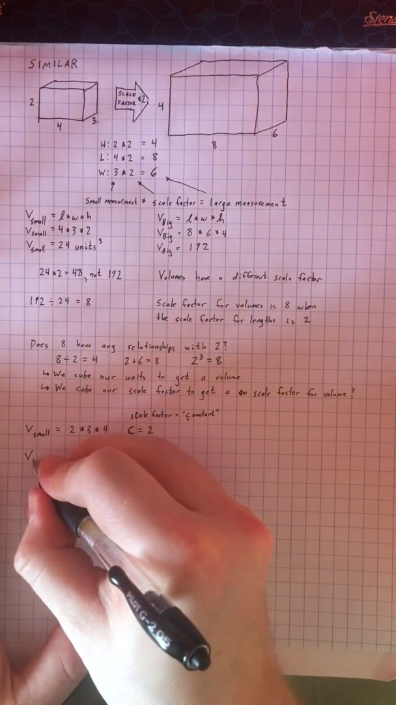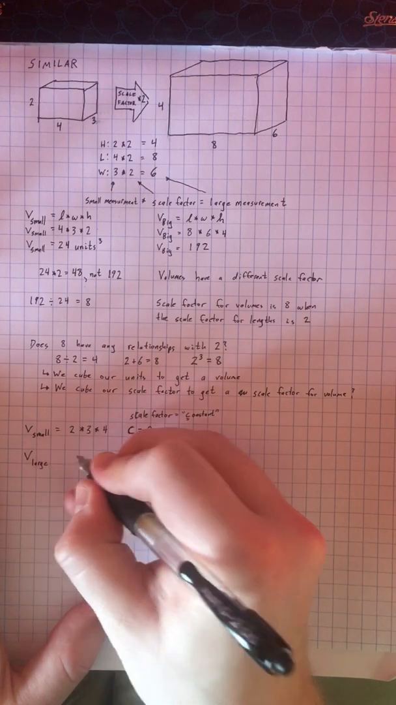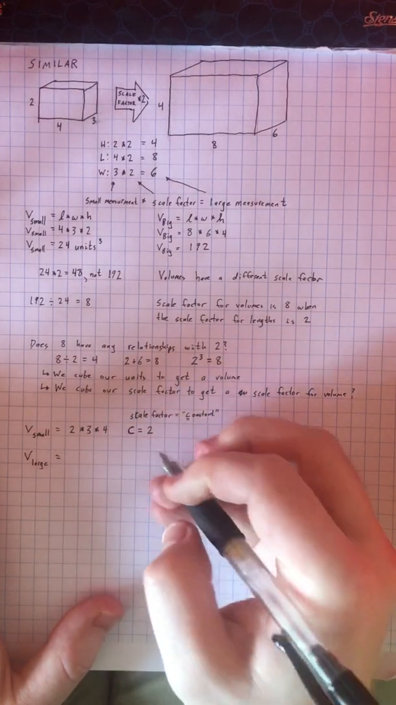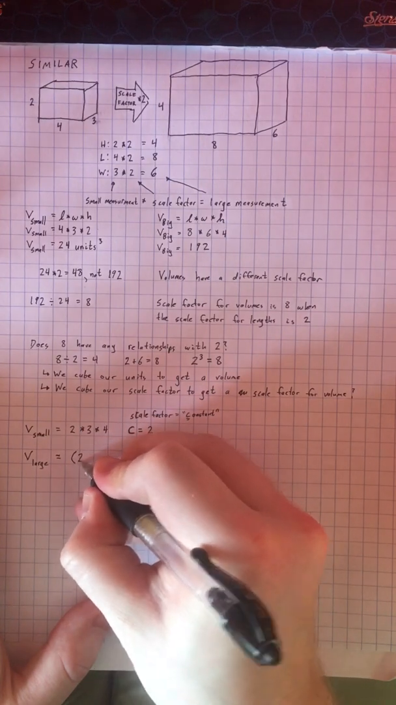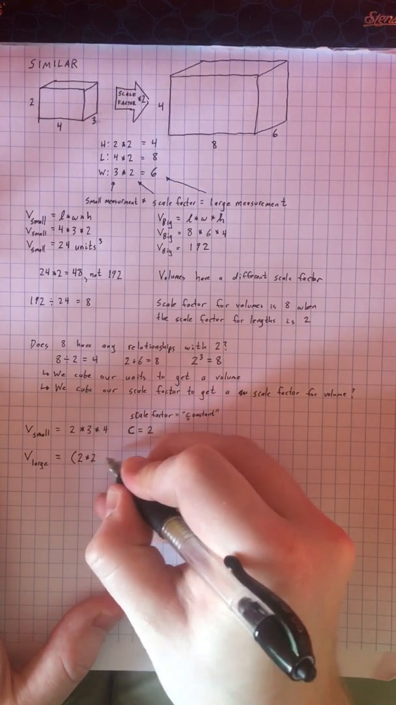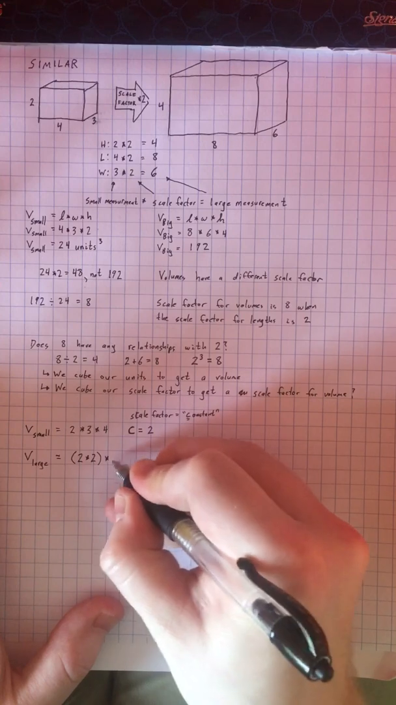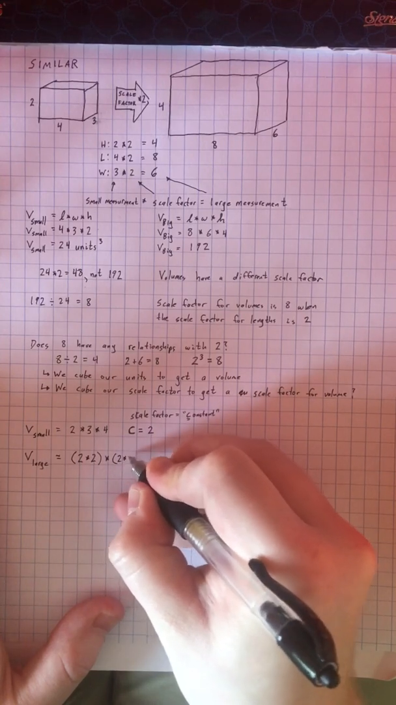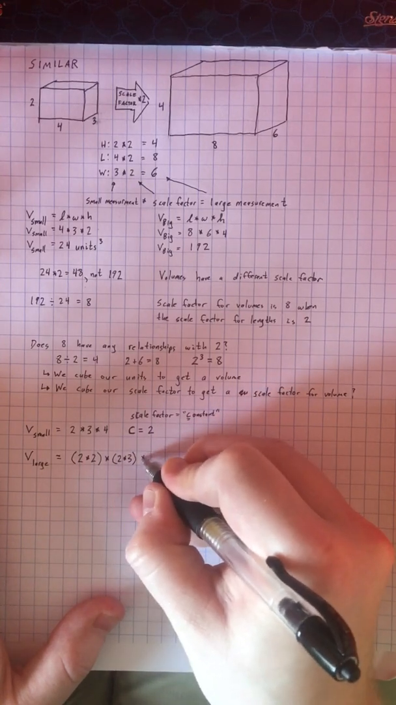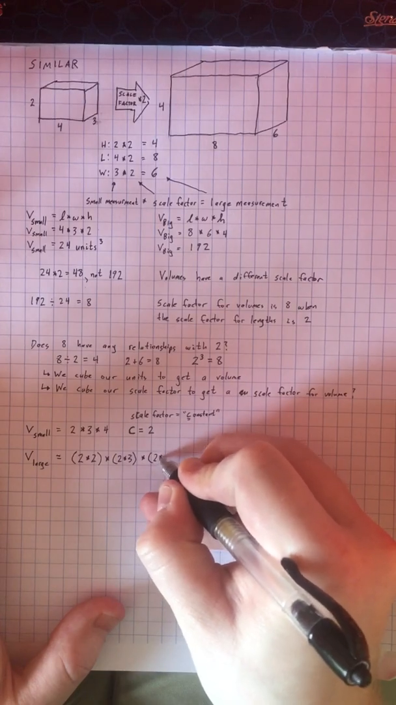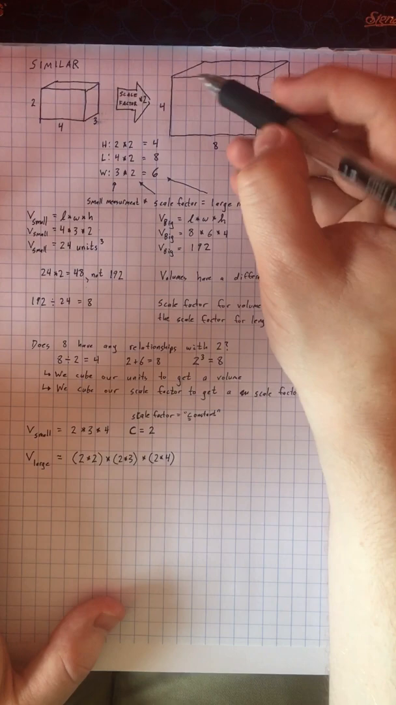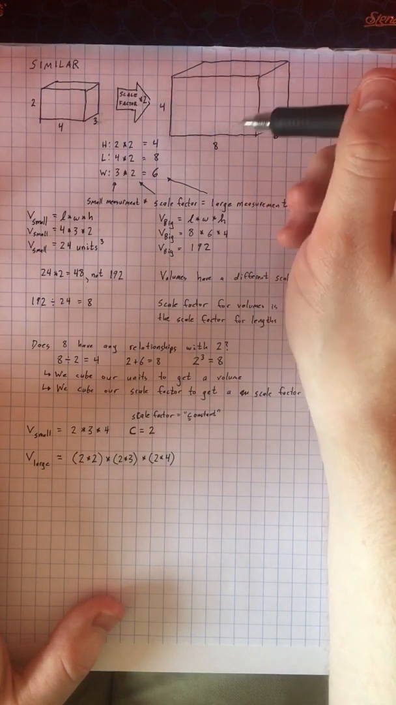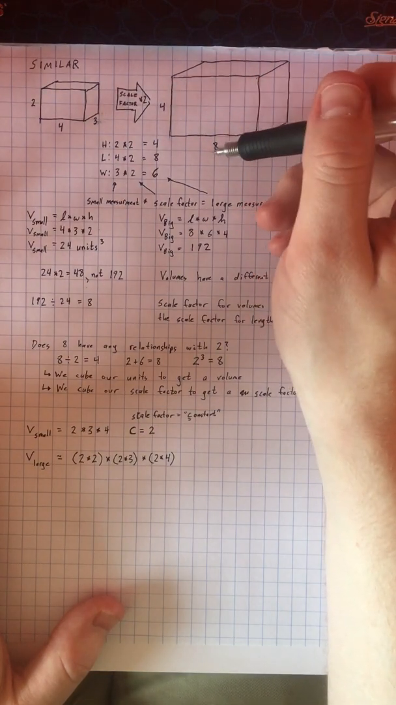When I found my large volume, that was the same as finding 2 times 2 times 2 times 3 times 2 times 4. When I found this volume, it was 4 times 8 times 6, or 4 times 6 times 8 rather.